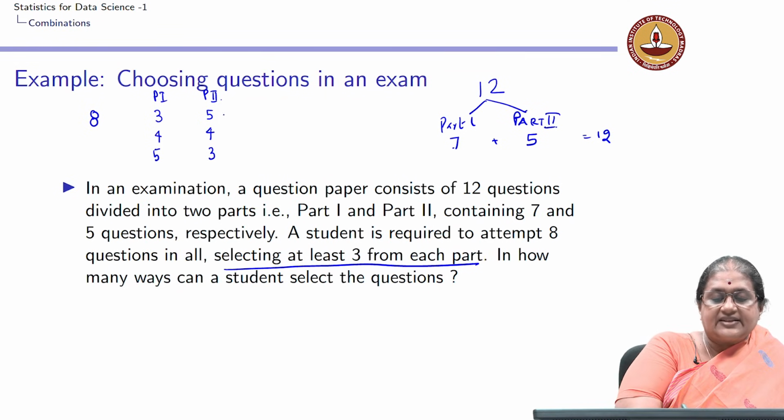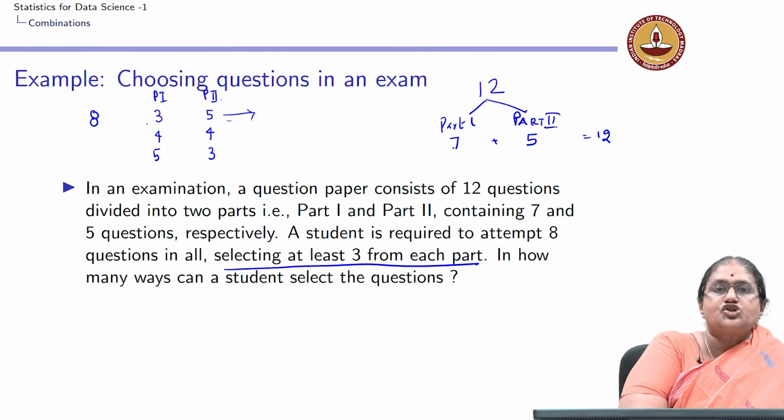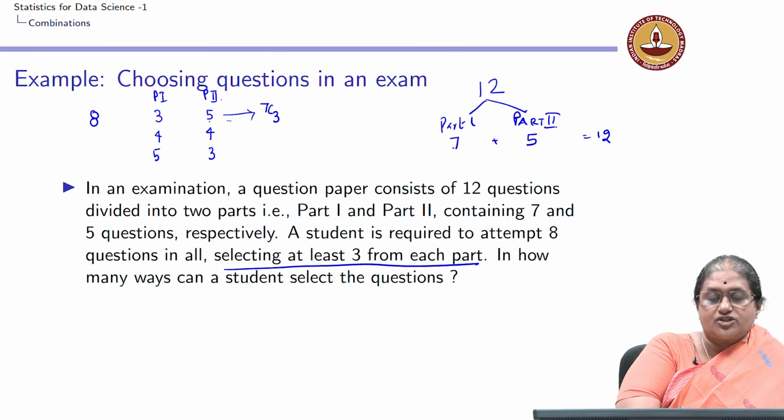Now, how many ways can this be done? I have 7 questions in part 1. The number of ways I can choose 3 questions from 7 questions is 7 choose 3. The number of ways I can choose 5 questions from 5 questions is 5 choose 5. So, 7 choose 3 into 5 choose 5 is the total number of ways I can choose 3 from part 1 and 5 from part 2. The number of ways I can do the next case is 7 choose 4 into 5 choose 4. The number of ways the last case can be done is 7 choose 5 into 5 choose 3.